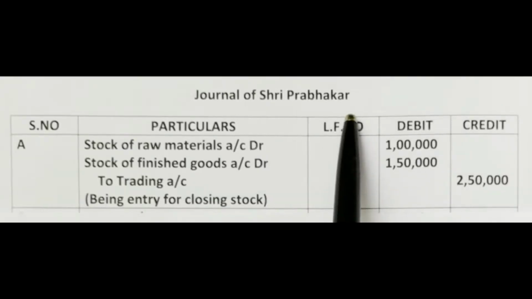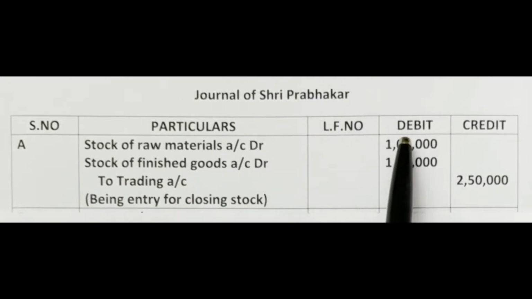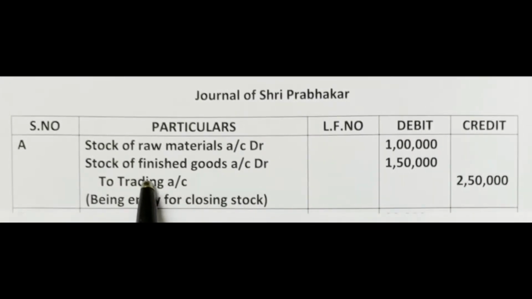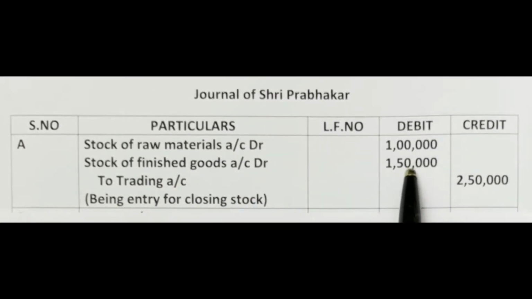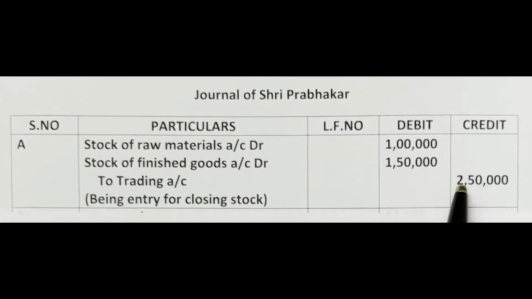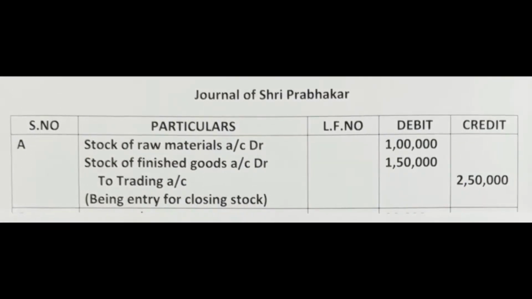Journal of Sri Prabhakar. Serial number, particulars, ledger folio number, debit, credit. First entry: stock of raw materials account debit, stock of finished goods account debit, to trading account. Amounts 1 lakh, 1,50,000. Total in the credit column 2,50,000. Narration: being entry for closing stock.